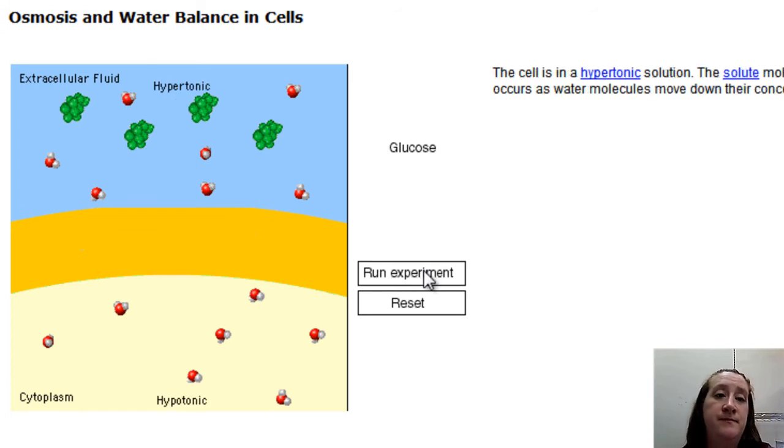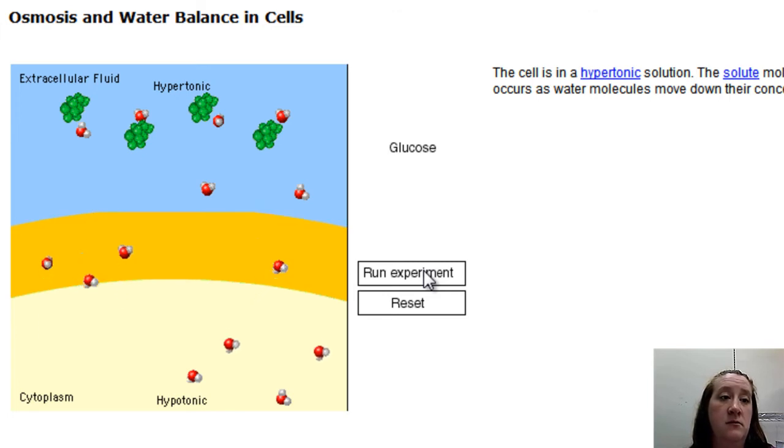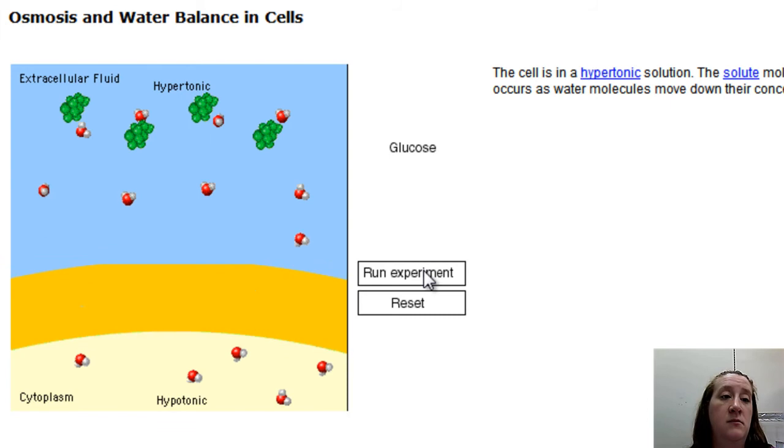The cell is in a hypertonic solution. The solute molecules attract water molecules so that fewer water molecules are free to diffuse across the membrane. Thus, the concentration of free water molecules is higher on the inside of the cell than the outside. Osmosis occurs as water molecules move down their concentration gradient, leaving the cell. As a result, the cell shrinks.